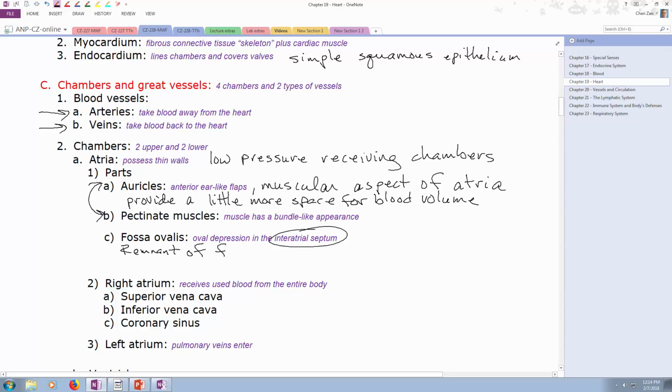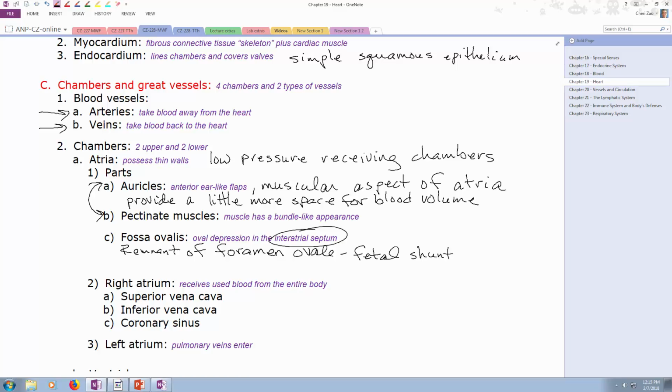So the fossa is a remnant of a foramen. And remember, a foramen was a hole, and it was called the foramen ovale. So the fossa ovalis is a remnant of the foramen ovale, which was a fetal shunt, because we don't need a bunch of blood going to our lungs for oxygenation when we're in utero. The blood goes to the placenta for oxygenation.